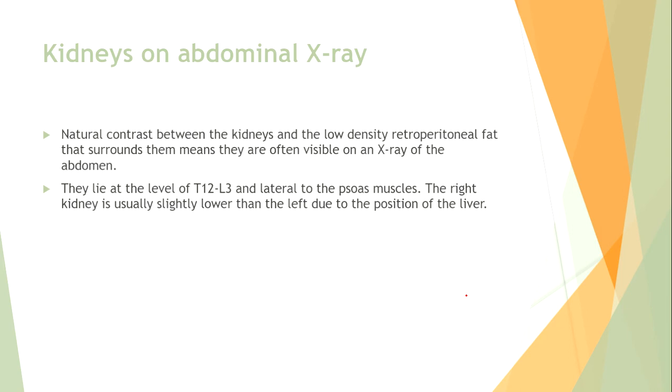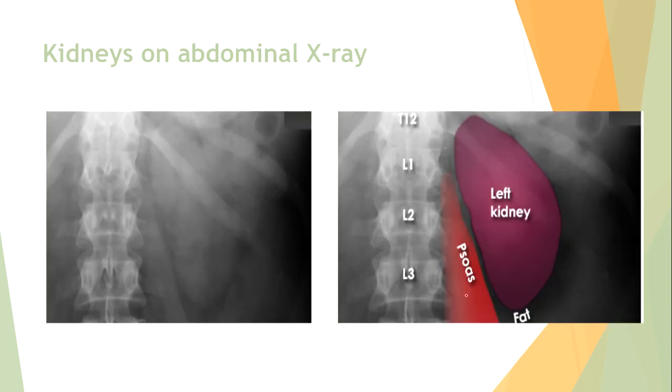Kidneys on abdominal X-ray. Natural contrast between the kidneys and the low-density retroperitoneal fat that surrounds them means they are often visible on an X-ray of the abdomen. They lie at the level of thoracic vertebra 12 to lumbar vertebra 3 and lateral to the psoas muscles. The right kidney is usually slightly lower than the left due to the position of the liver. So this is the left kidney. You can see it here. This is the iliopsoas muscle.